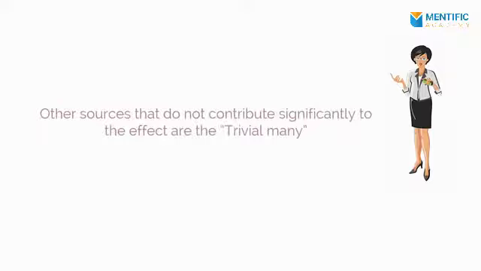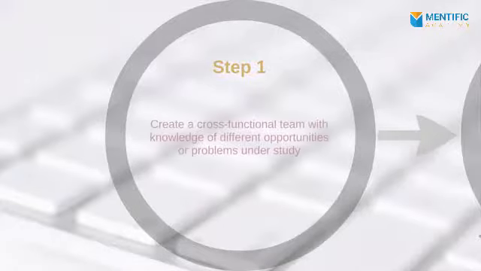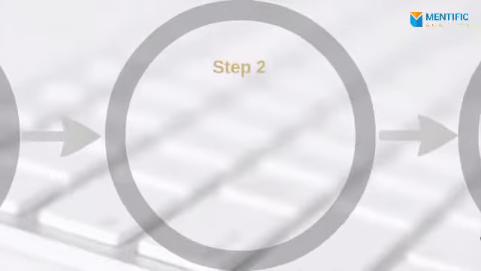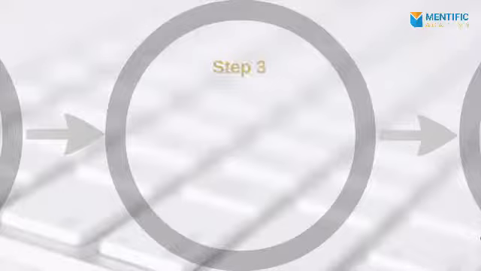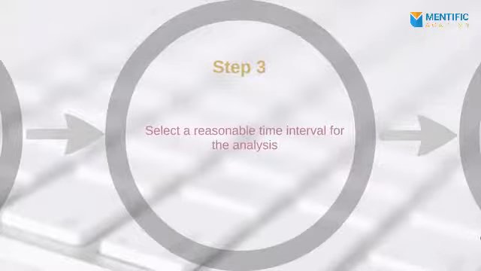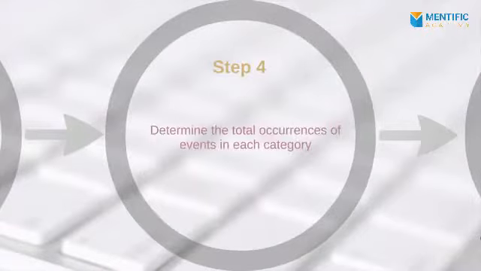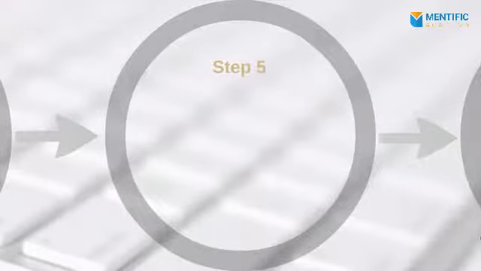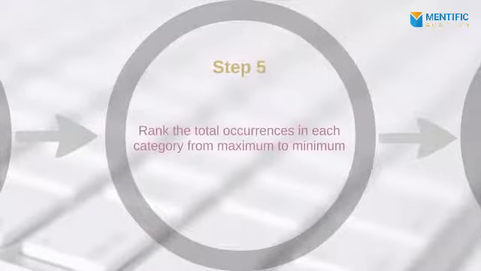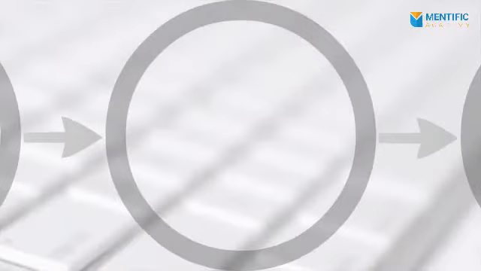What are the steps involved in creating Pareto diagrams? The first step is to put together a cross-functional team who have knowledge of the different opportunities or problems under study. The next step is to create different categories for the opportunities. The third step is to select a reasonable time interval for the analysis. The fourth step is to determine the total occurrences of events in each category. The fifth is to rank the total occurrences in each category from maximum to minimum.